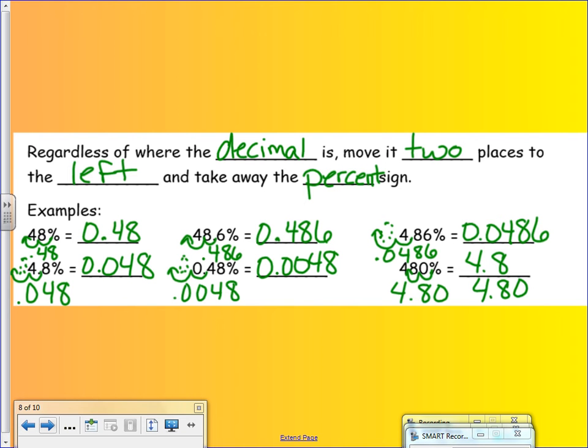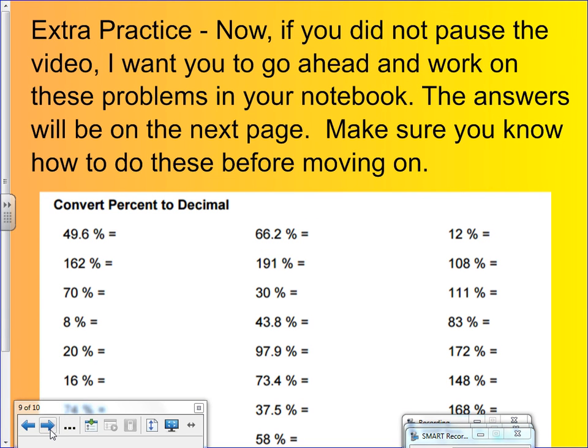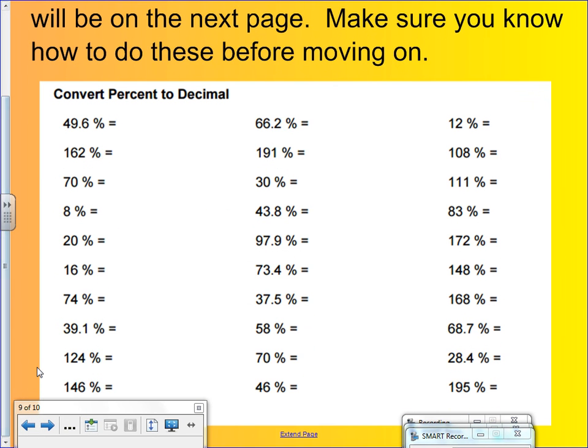All right, now I'm going to go ahead and go to some extra practice problems. If you're still writing this, please pause the video here. All right, so here's extra practice. What I would encourage you to do is go ahead and do a couple of these. Remember, we are moving the decimal to the left because we are taking these from a percent to a decimal. Go ahead and pause the video here, do a couple of these until you feel comfortable, and then when you're ready, go ahead and click play and I will show the answers.